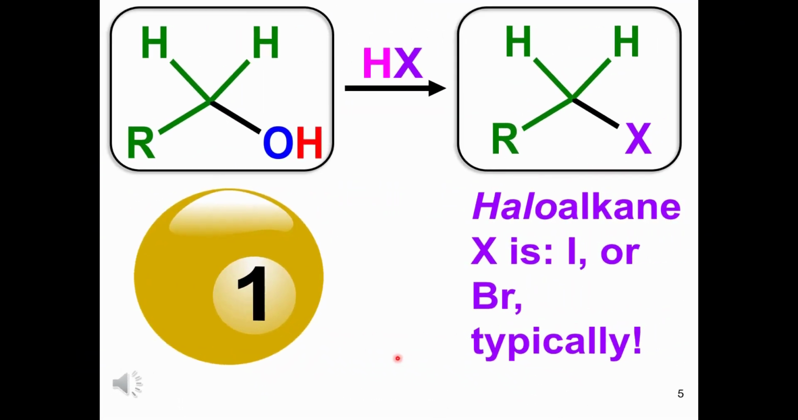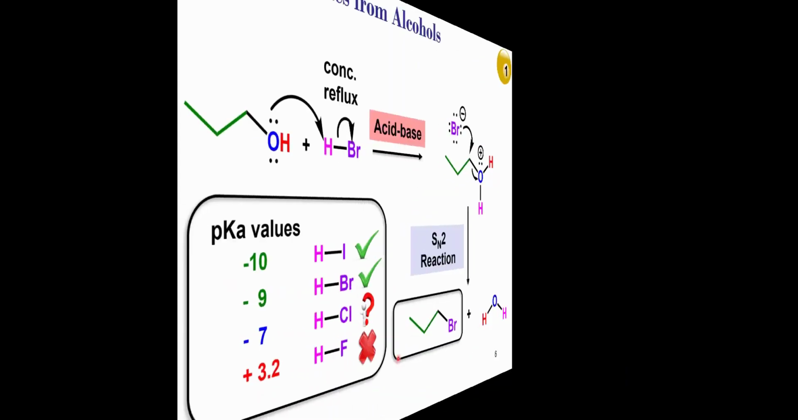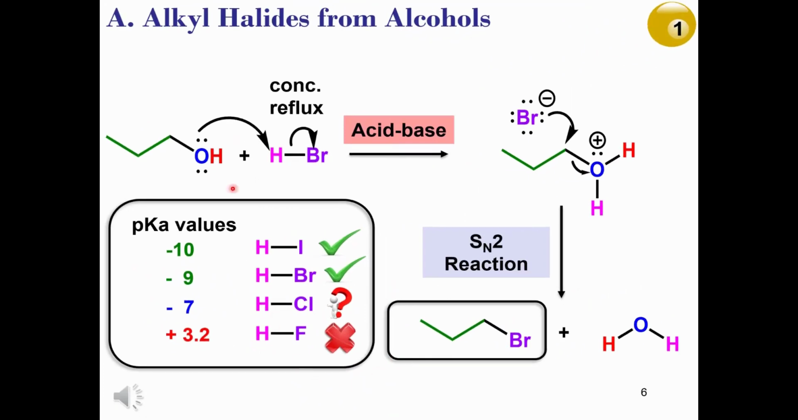First, we will start with the reaction of primary alcohols with hydrohalic acids to yield alkyl iodides and alkyl bromides, aka iodoalkanes and bromoalkanes. Initially there is an acid-base reaction, so the alcohol group is protonated in this case by hydrobromic acid under reflux conditions. Hydrobromic acid and hydroiodic acid are both very strong acids, and these contain very weak conjugate bases, and this is shown by their pKa values on the bottom left of this slide.